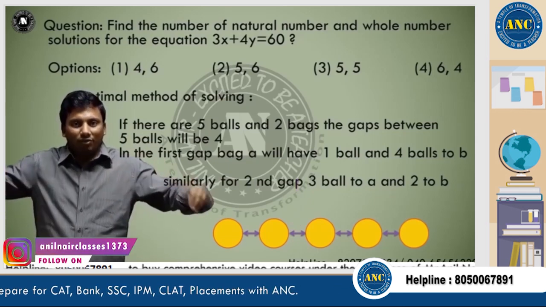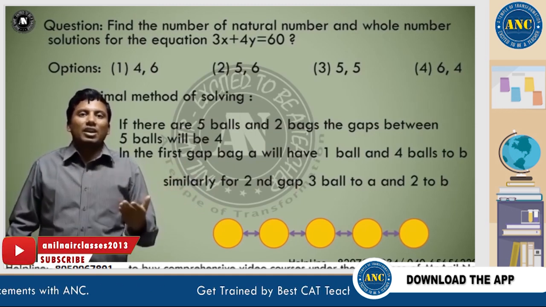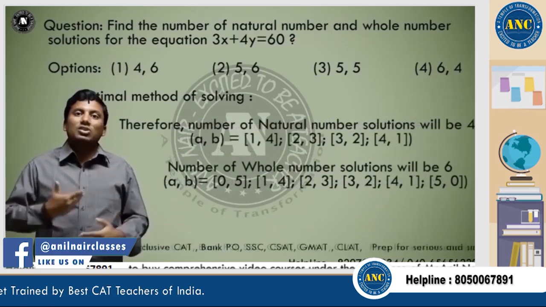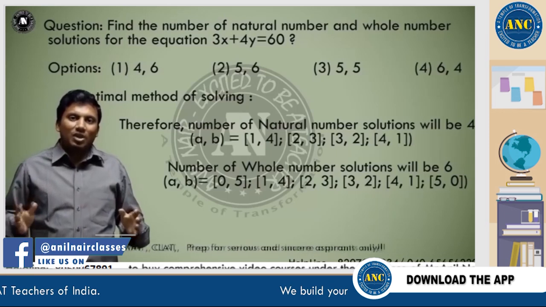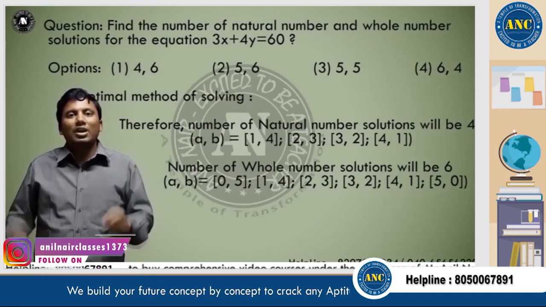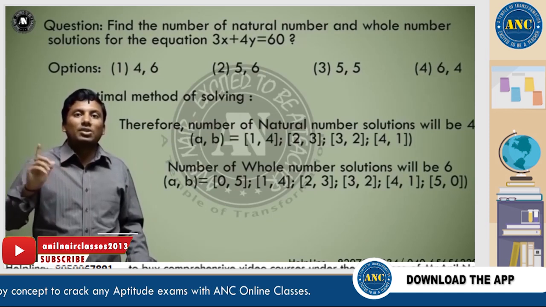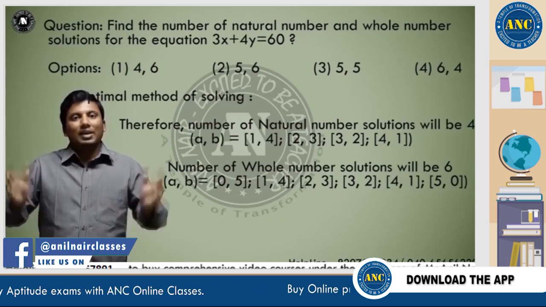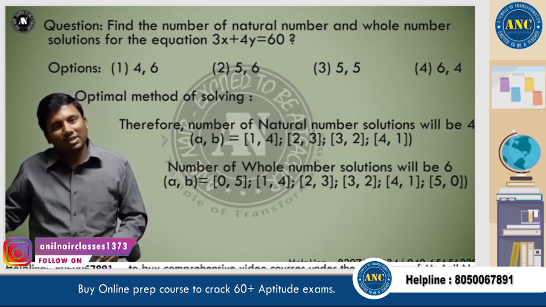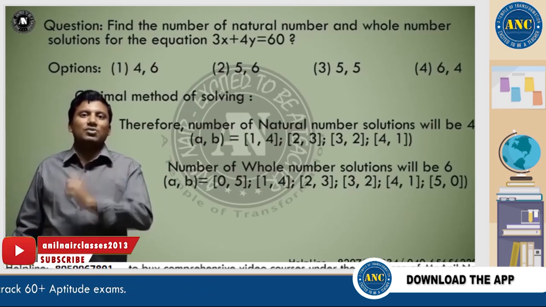So a + b = 5. That means 5 balls are there, 4 spaces, select any one space: 4C1 = 4. These 4 are the natural number solutions. Since both of the coefficients are factors of the constant, we will get b value 0 as well as a value 0. So the answer will be 6 for whole number solutions. By using the PNC method, you can tell the whole number solutions will be 6 and the natural number solutions will be 4.